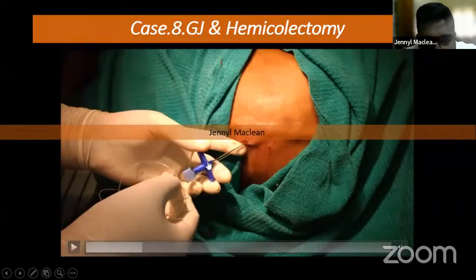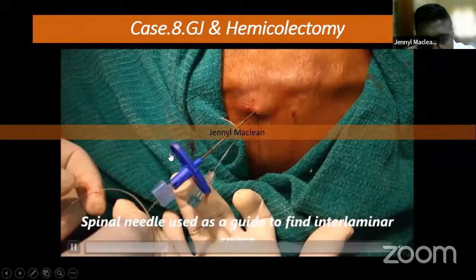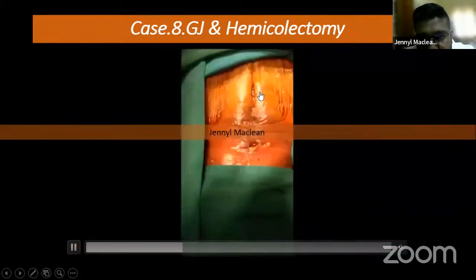So rather than pricking the patient with an 18 gauge epidural needle too much, which is very cumbersome to the patient, I use a small spinal needle, walk over the lamina to get into the interlaminar space, and in the same direction above it, I place the epidural needle and go through it. The spinal needle is always a guide, so you don't get into the subarachnoid space. This is another 0.5 centimeter below the spinous process.